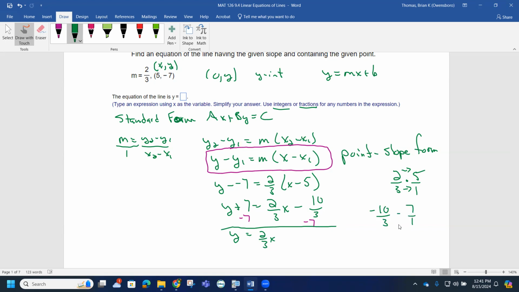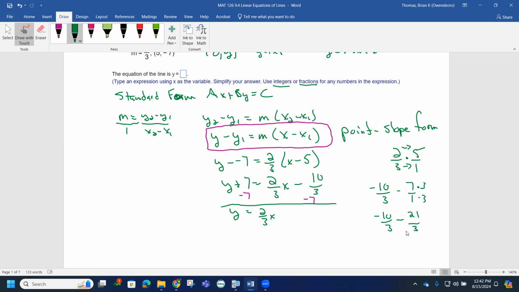Notice the common denominator between a 3 and 1, I can rename 7/1 to have a 3. So for -10/3, I multiply this by 3, and multiply this by 3, because if you're adding or subtracting fractions, you have to have the same denominator. They have to be like fractions. So that's going to be minus 21 over 3. So essentially I have negative 10 thirds and negative 21 thirds, which is going to be negative 31 thirds.